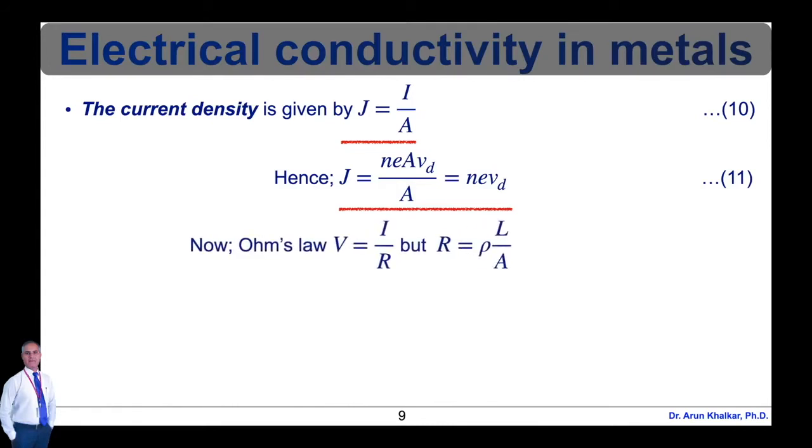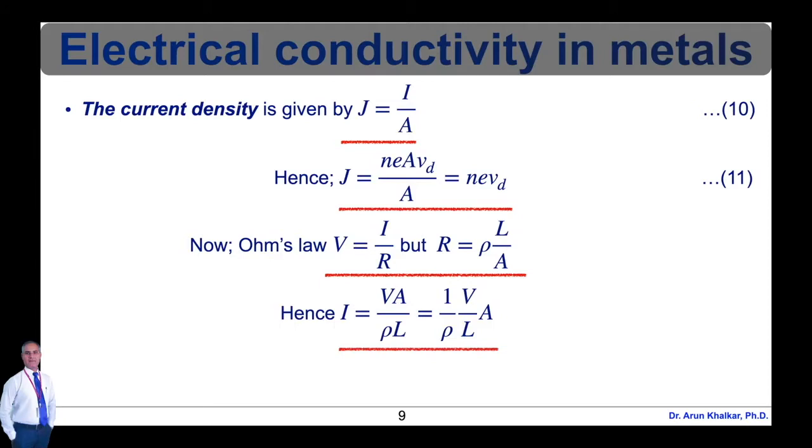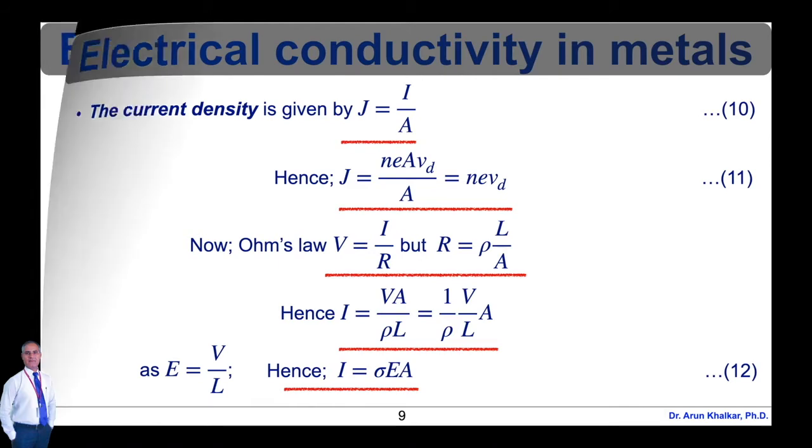Now Ohm's law, I is equal to V upon R, but R is equal to rho into L upon A. Hence I is equal to VA upon rho L, that is equal to 1 upon rho into V upon L into capital A. As E is equal to V upon L, hence we can write current I is equal to sigma into capital E into capital A. Let's say this is equation number 12.